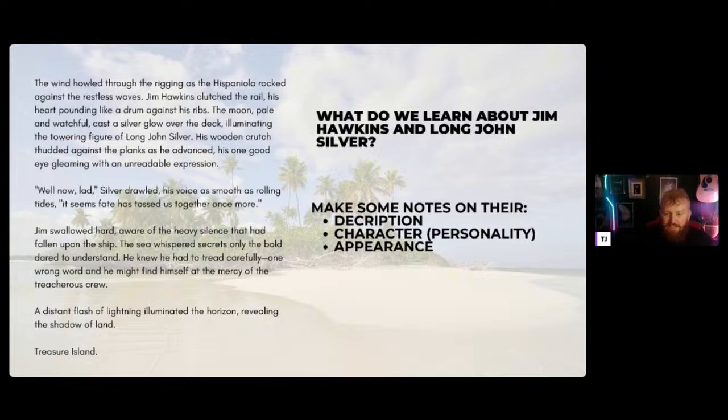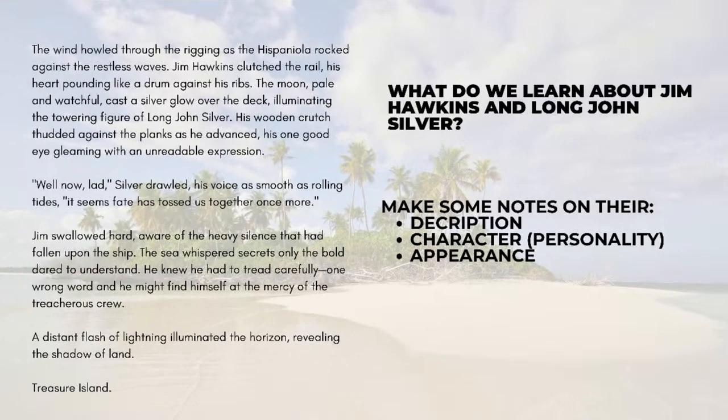Okay, right. So the next thing we're going to look at is what we learn about Jim Hawkins and Long John Silver. I just want you to spend a few minutes now, try and make some notes on their description, their character, their personality, their appearance. Read through that text, see what you can find in terms of what it shows about their character, or something that reflects their personality. Again, I'll give you just a few minutes to try and have a go at that for me.